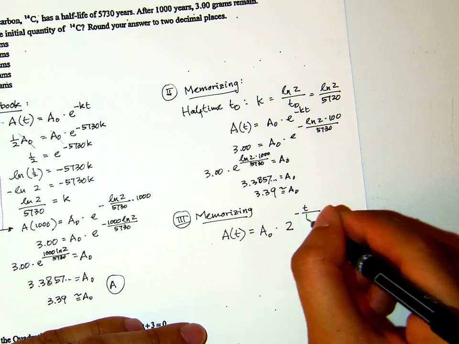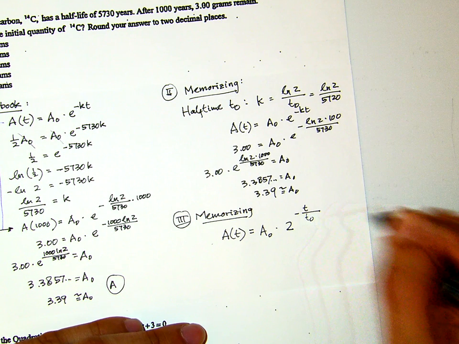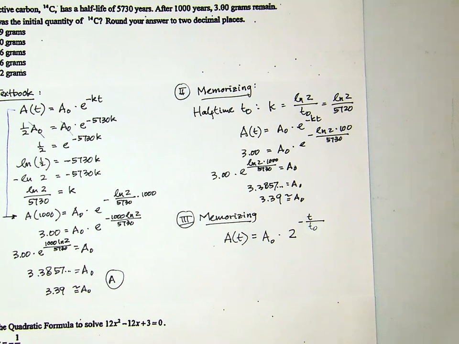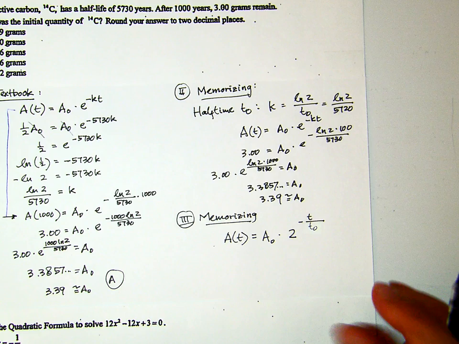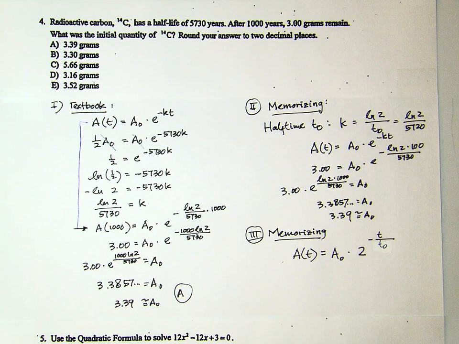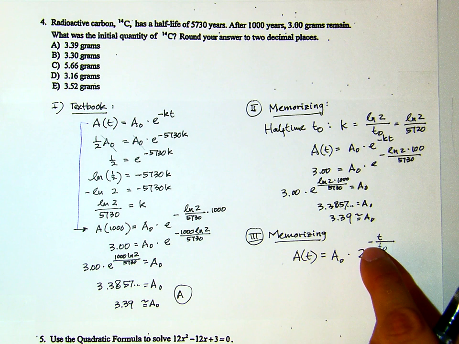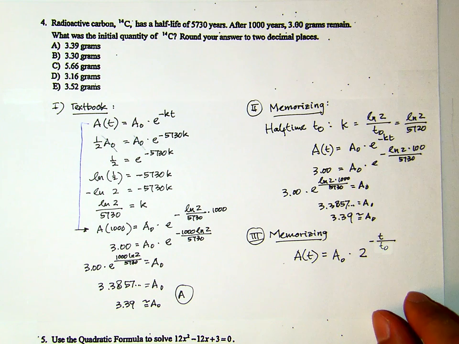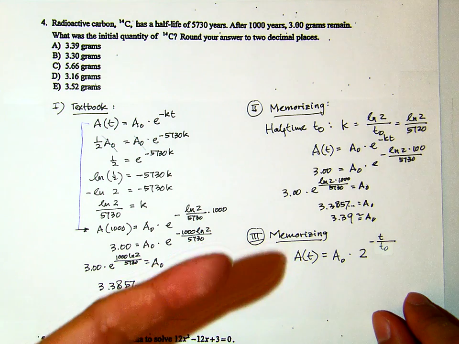Maybe let me erase this first before I go there. I want to say that T naught is the time for that. Okay, now we have exponential growth. This is exponential, right? For exponential growth, this will be instead of a negative exponent like this.